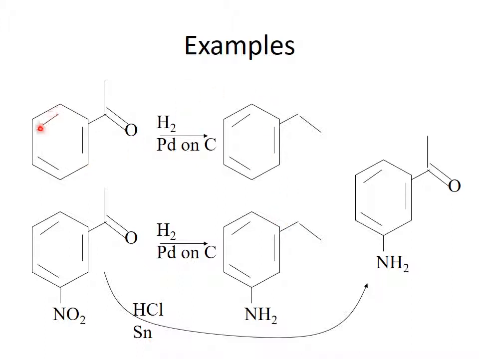Here are more examples. We have hydrogen over palladium. Notice it's not reducing this ring, but it does reduce the aryl ketone down to a methylene group. If I treat this meta-nitroacetophenone, notice both the ketone adjacent to the benzene ring and the nitro group are reduced, down to an amino group and just a methylene. But if I treat this with tin and hydrochloric acid, I reduce only the nitro group.